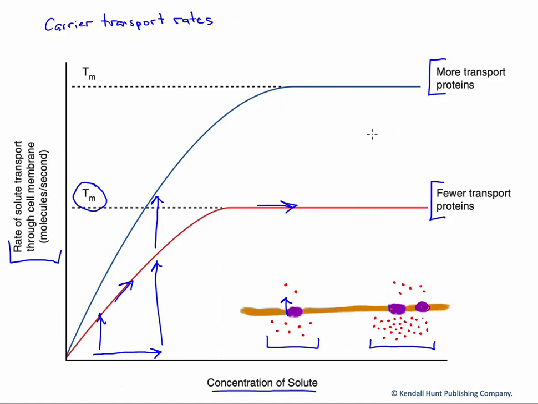Of course, if we add more transport proteins by increasing their expression, we have the ability to increase our transport maximum. You can also see that our transport maximum is delayed, right, if we increase that number of transporters, because again, it would require more solute to reach that level at which all of the transporters are saturated with that solute.